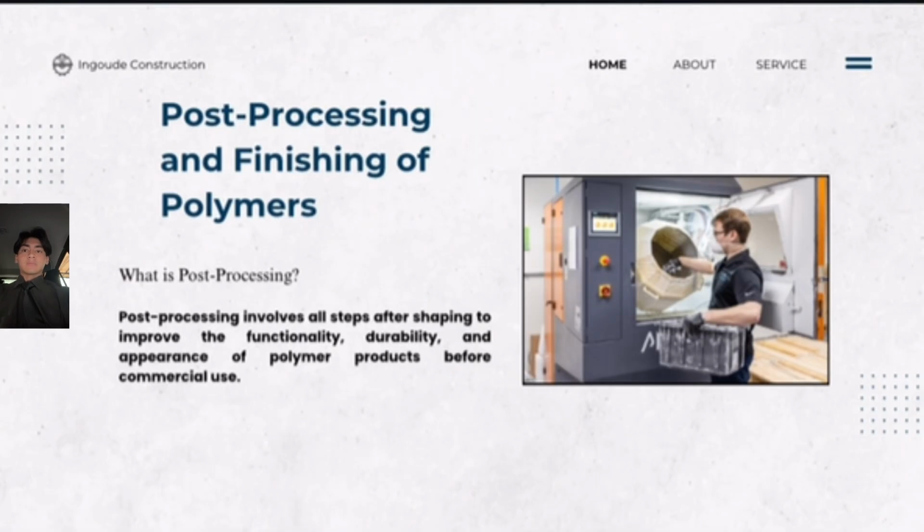Polymers undergo post-processing and finishing. What is post-processing? Post-processing involves all steps after shaping to improve the functionality, durability, and appearance of polymer products before commercial use.